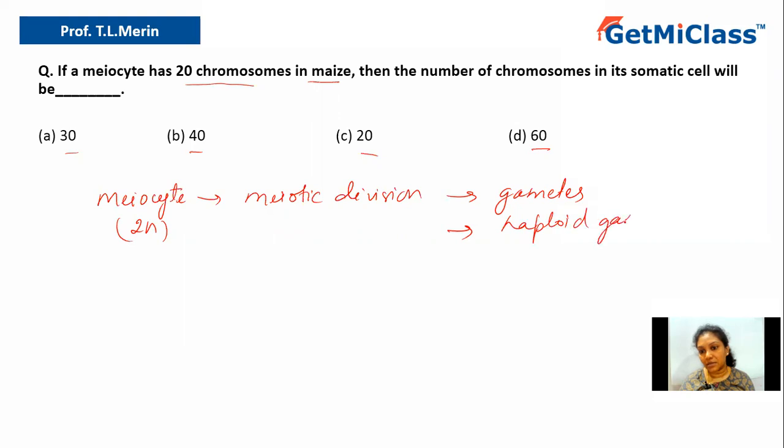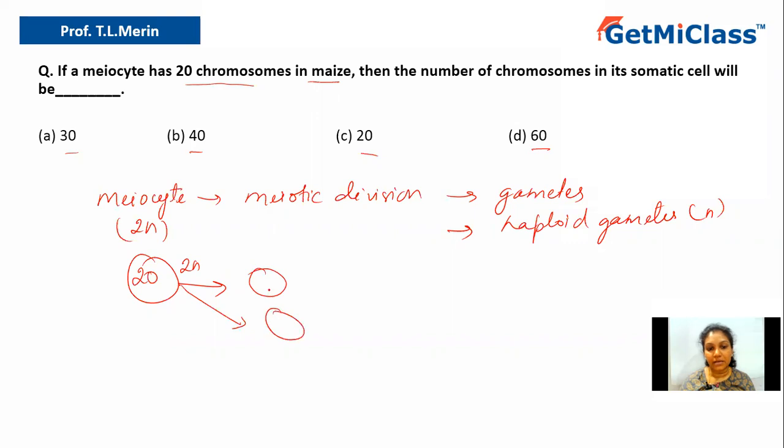So the gametes are haploid. Here in the question it says 20 chromosomes. So the meiocyte is having how many chromosomes? 20 chromosomes, right? Now this will give rise to gametes, which are haploid. So the 2n number is 20. So what will be the n? It will give rise to haploid gametes, so the gametes will be haploid, that is n. So what will be the number of chromosomes? Half of 20, that is 10.